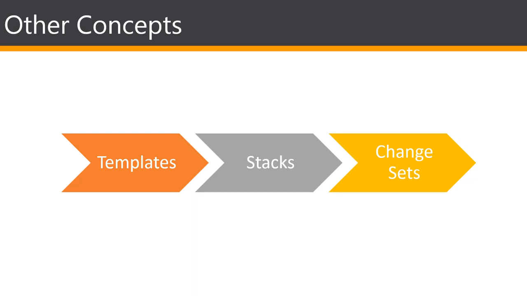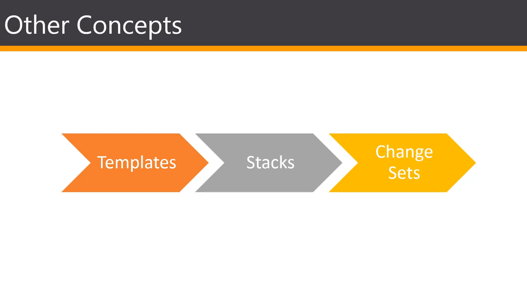So for example, let's suppose you create a template that includes an Elastic Load Balancer, an auto-scaling group, and an RDS. To create those resources, you would create a stack by submitting the template that you created, and CloudFormation is going to provision all of those resources for you. You can work with stacks by using the console, the API, or even the command line interface. And we'll be working in depth with stacks throughout the rest of this course.